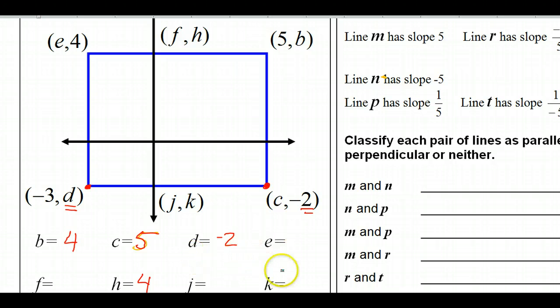Haley said, well, wouldn't that mean that k is also negative 2? And yes, she's right. Jet, please stop talking. All three of these points are at the same height. So if one of them has a height of negative 2, they all should have a height of negative 2. So yes, d and k should both be negative 2.